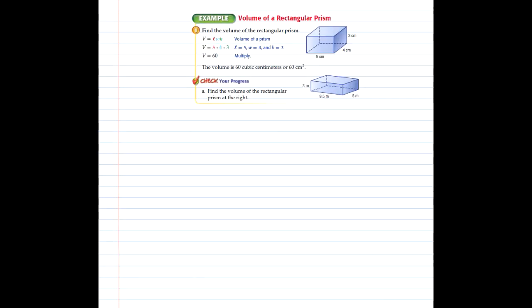Find the volume of the rectangular prism. Length times width times height. The length is 5, the width is 4, the height is 3, so 5 times 4 times 3 is 60. So let's use that formula to find the volume of the rectangular prism at the right. This is example A. Volume equals length times width times height. Our length is 9.5. Our width is 5. Our height is 3. Our volume, therefore, is 145.2 meters cubed.